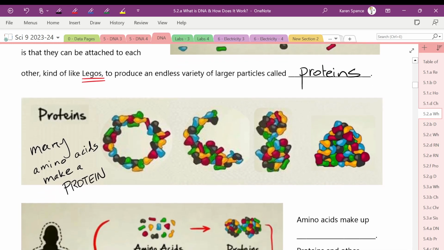And you can see what's special about all those proteins. They all have their own unique shape.